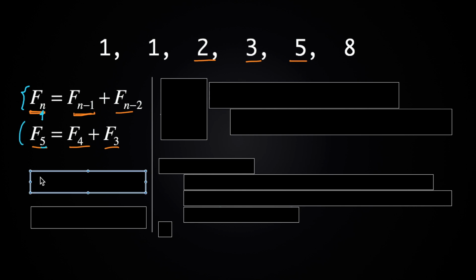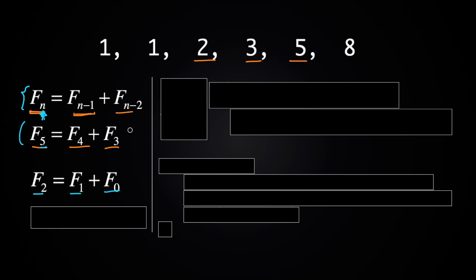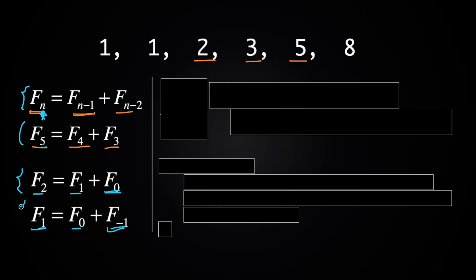But as soon as you plug in 2 to n, you get f2 equals f1 plus f0. And here I didn't define f0, the 0th Fibonacci number, I guess. So this equation just breaks. And it's the same thing if we plug in 1 here, we have f1 equals f0 plus f minus 1. f1 is the first Fibonacci number, and f minus 1 is not defined. So this equation doesn't work for n equals 1 either.